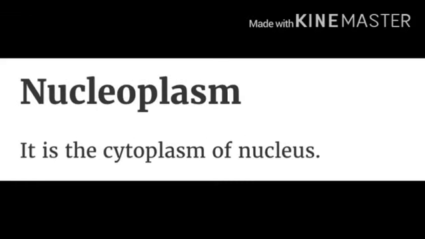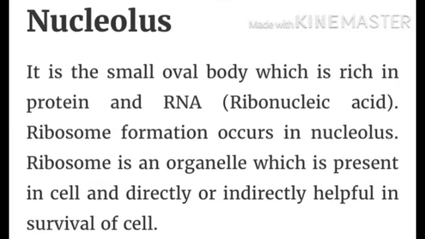Nucleoplasm. A dense fluid in the nucleus is called nucleoplasm. It is the cytoplasm of the nucleus. Nucleolus is a small oval body which is rich in protein and RNA, ribonucleic acid. Ribosome formation occurs in the nucleolus. Ribosome is an organelle which is present in the cell and directly or indirectly helpful in survival of the cell.